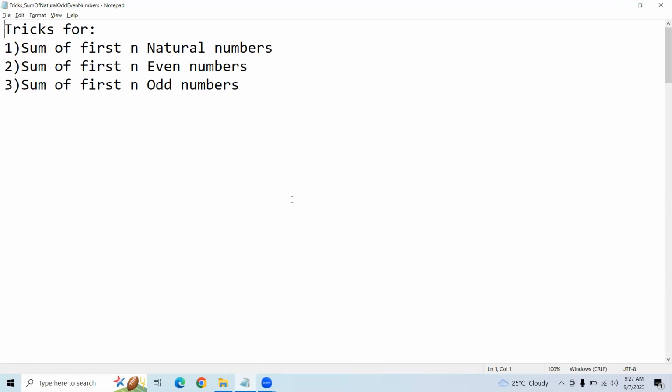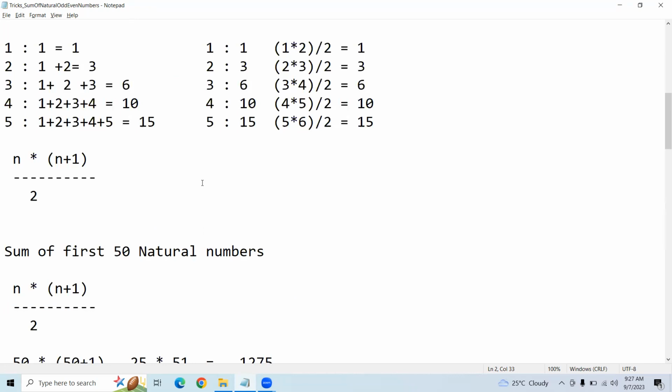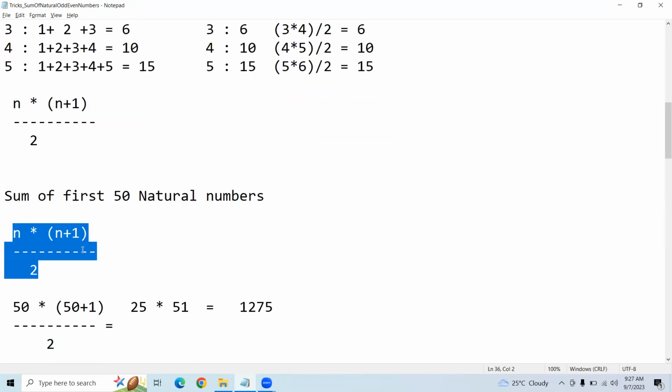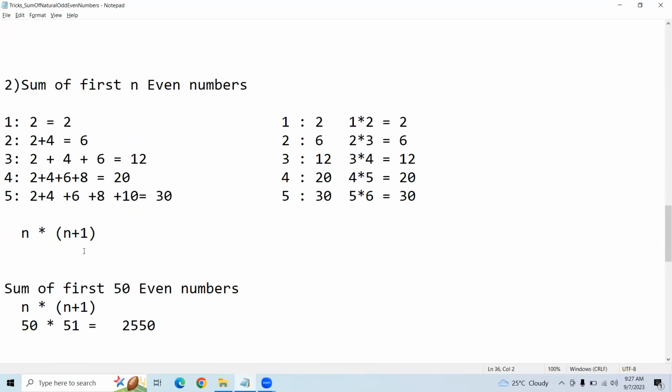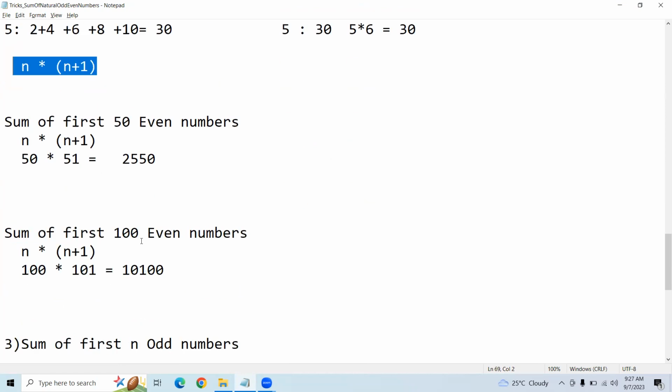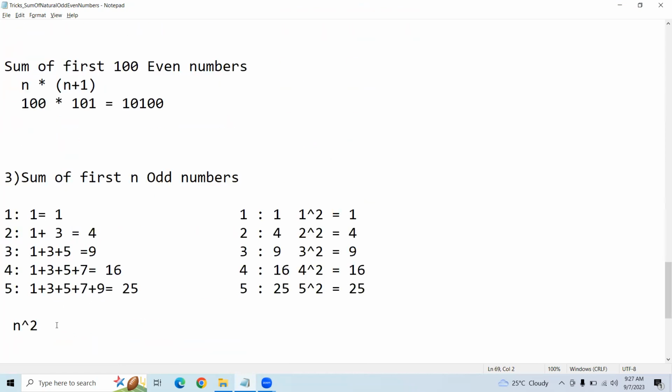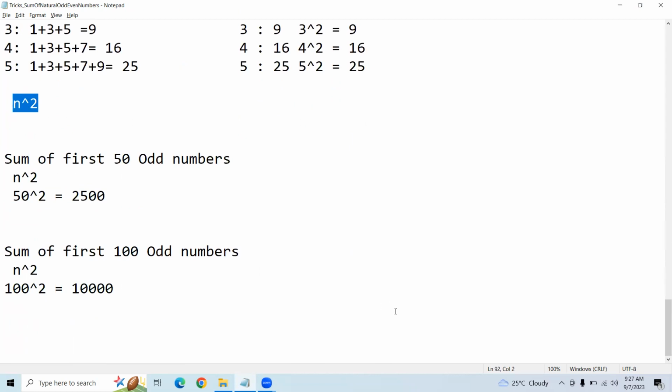So the three formulae we saw: for the sum of first n natural numbers, that is n into n plus 1 by 2. Then for first n even numbers, we have n into n plus 1. And then for first n odd numbers, we have n square.